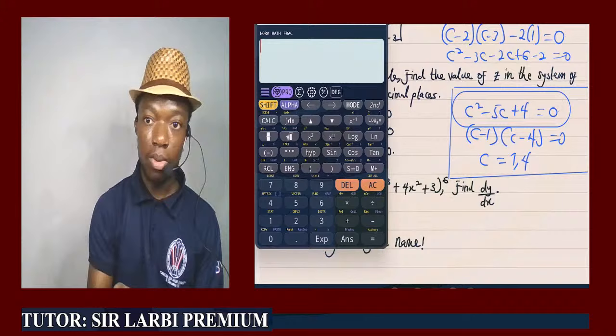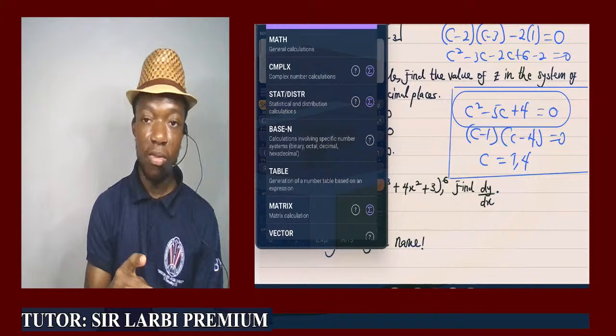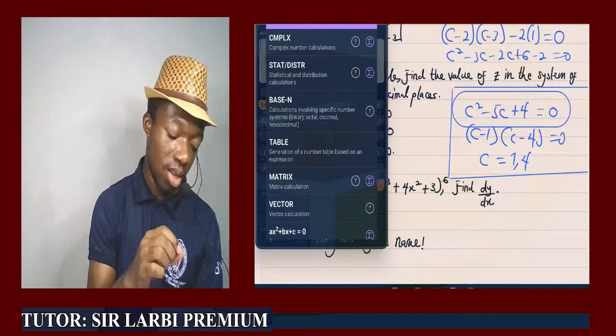Okay. So here we have what? C squared minus 5C plus 4. So straight up, you just go to mode. Whatever calculator you're using, just go to mode. You go to 5. And then you locate what? A squared plus BX plus C. But in my case, when I go to mode, I can straight up select it from here. So I'll have it here.